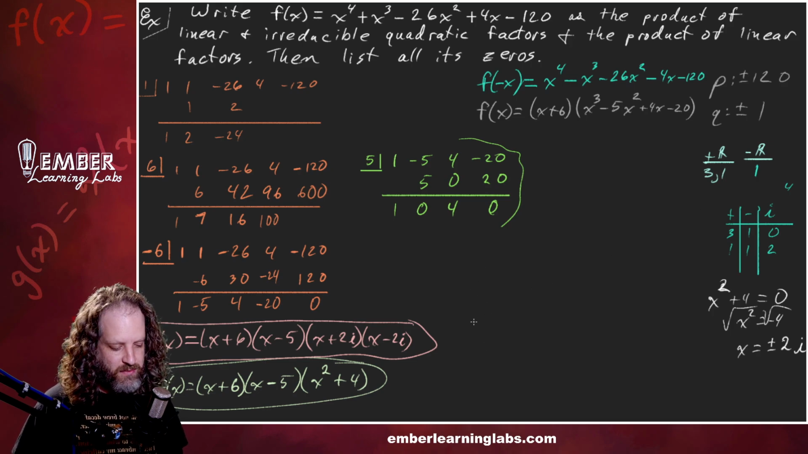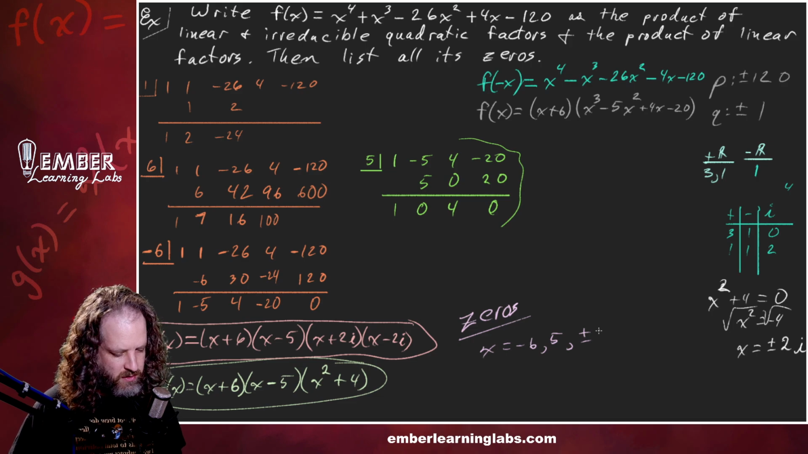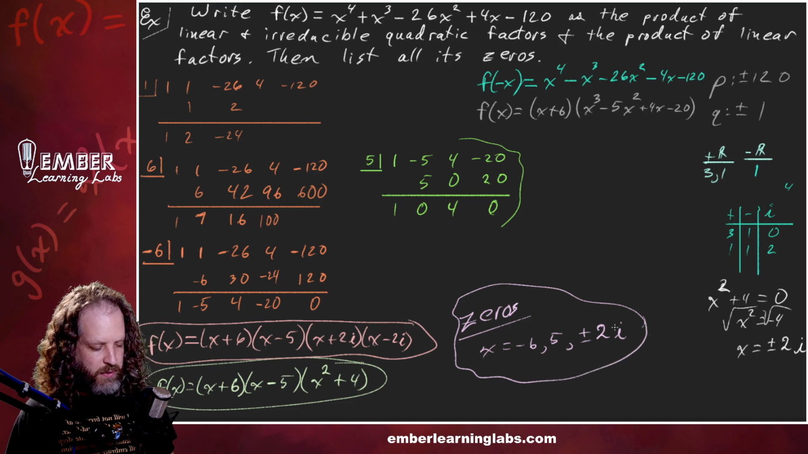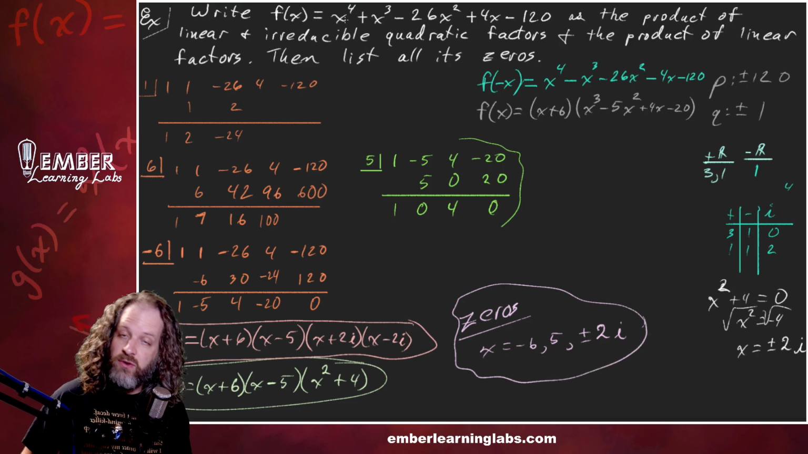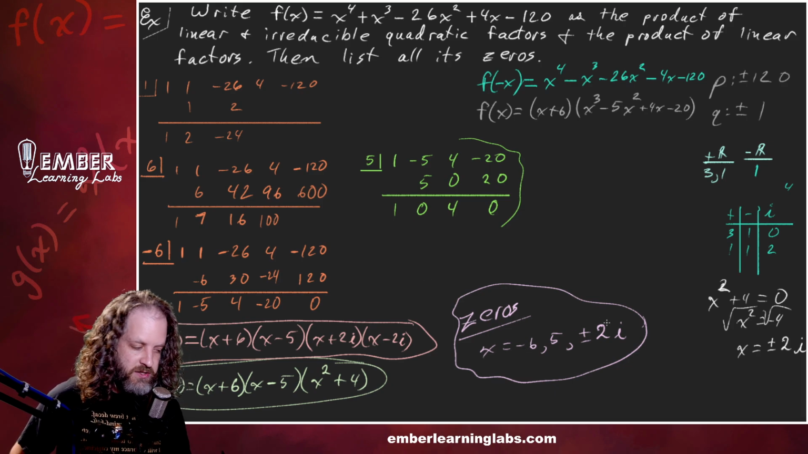And then the last part, part C, is even easier and peasier. We're going to list the zeros. So the zeros are x equals negative 6, 5, and plus or minus 2i. So there are all of the parts. And we expected 4 zeros because it's a degree 4 polynomial. And we have 1, 2, 3, 4 zeros.